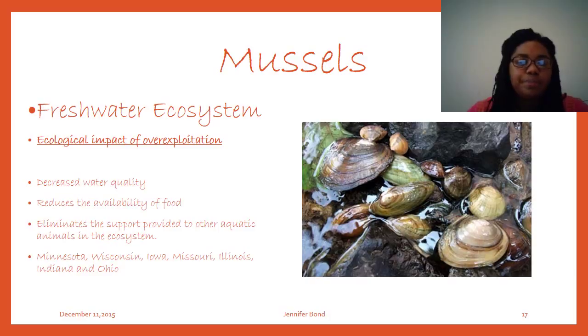Freshwater mussels have also been subjected to overexploitation. The exploitation of mussels decreases water quality, reduces the availability of food, and eliminates the support provided to other aquatic animals in the ecosystem. And some examples of places where freshwater mussels can be found are Minnesota, Wisconsin, Iowa, Missouri, Illinois, Indiana, and Ohio.